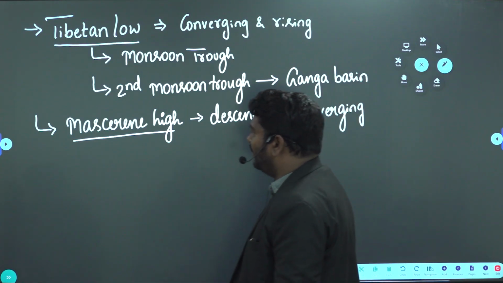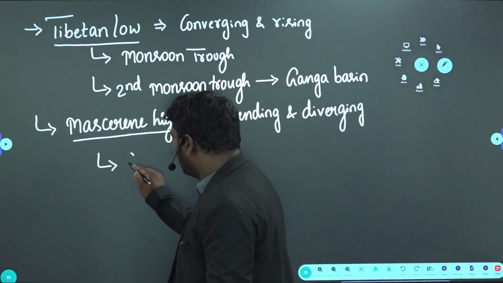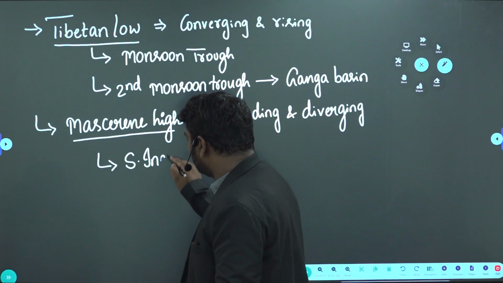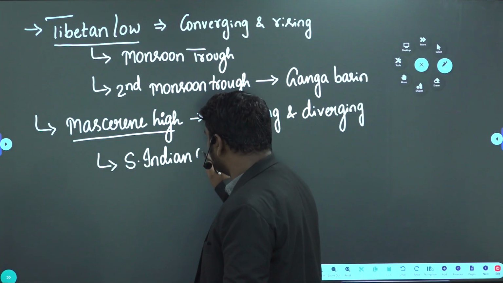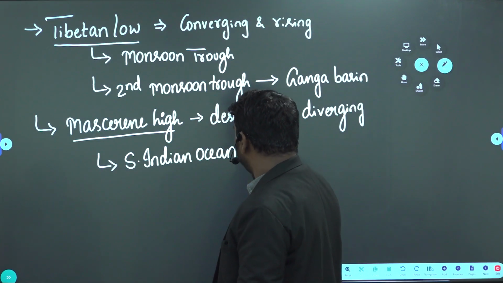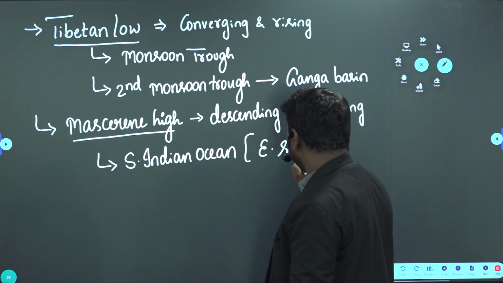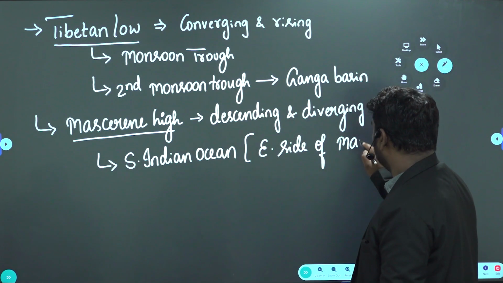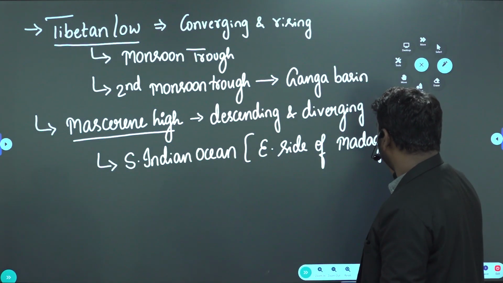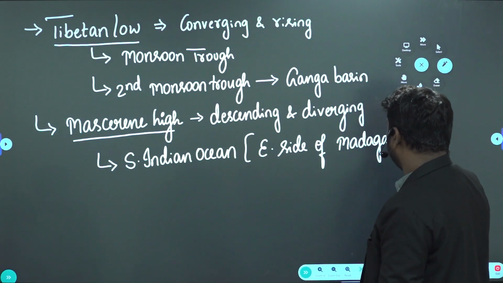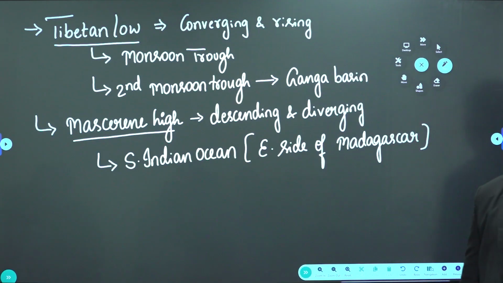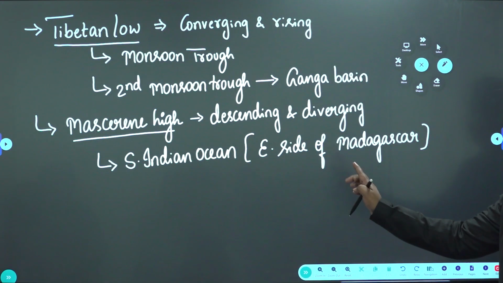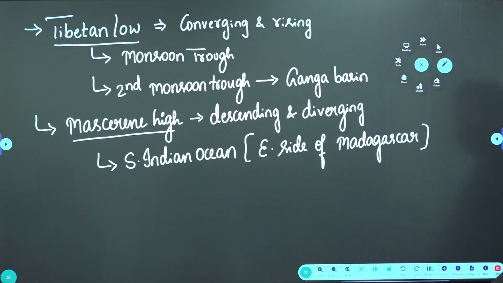And where is Mascarene high? South Indian Ocean, which is the eastern side of Madagascar. See guys, they can make this question mistake, asking whether it is present in the Pacific Ocean or Atlantic Ocean. You must be clear that the Mascarene high is in the Indian Ocean and it is on the eastern side of Madagascar.